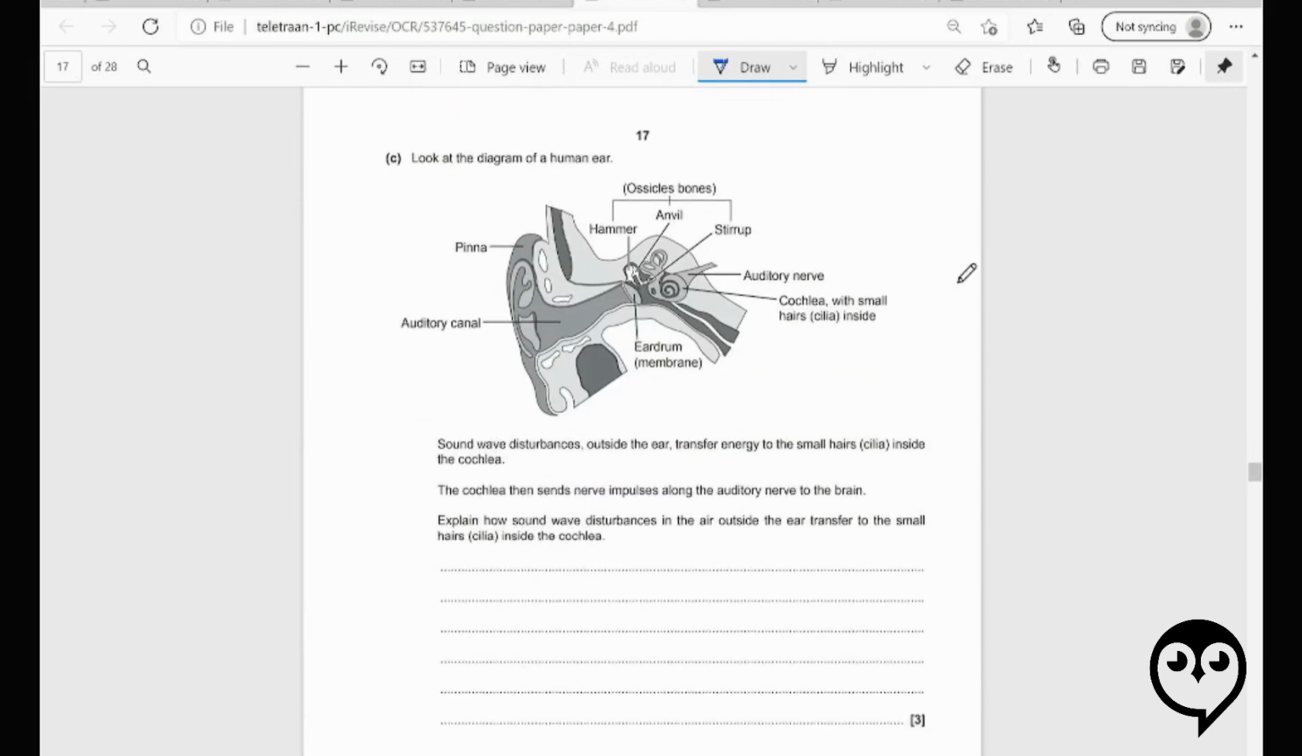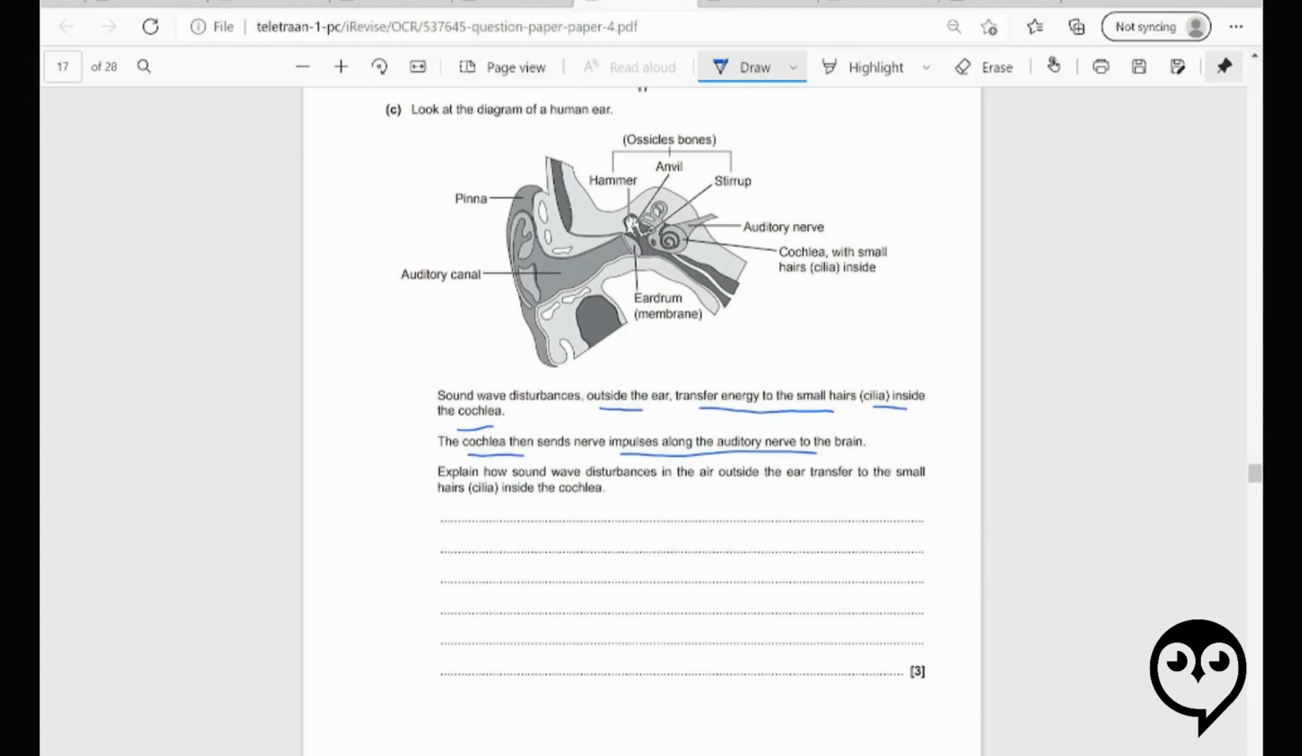Okay, and then this last part here. We talked about function of the eye. We'll talk about function of the ear here. I guess there's a few more of these in OCR. This is a nice little setup of the outer, middle, and inner ear. Sound waves outside the ear transfer energy to small hairs, cilia, on the inside. The cochlea sends these nerve impulses into the brain. Explain how the sound wave disturbances in the air outside. Well, this is the basic function of the ear.